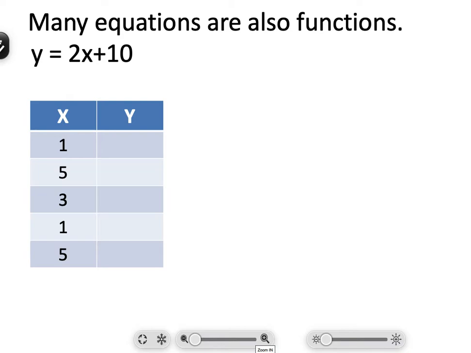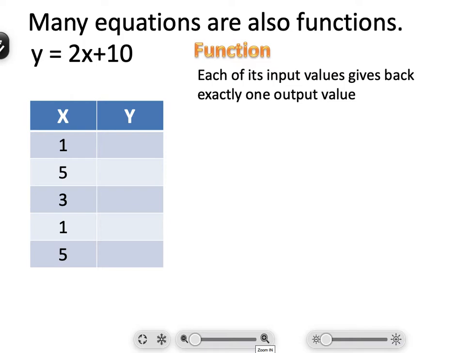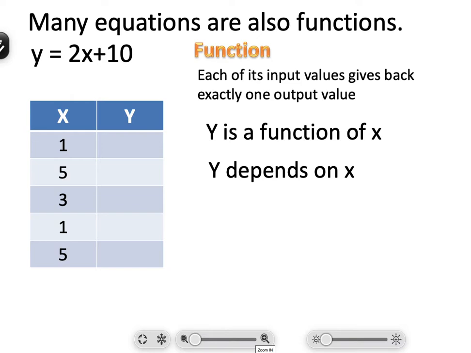Did you know that many equations are actually also functions? For example, y equals 2x plus 10 is also a function. Why? Does each of its input values give back exactly one output? The answer is yes, because y is a function of x. I want you to write that down. Y is a function of x. Remember, we switch it to y depends on x, right? The y value in this case depends on what the x value is.